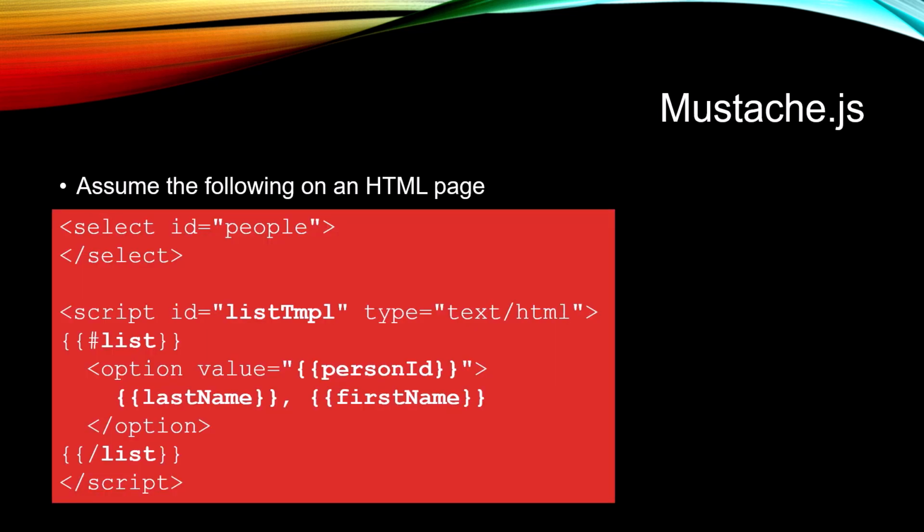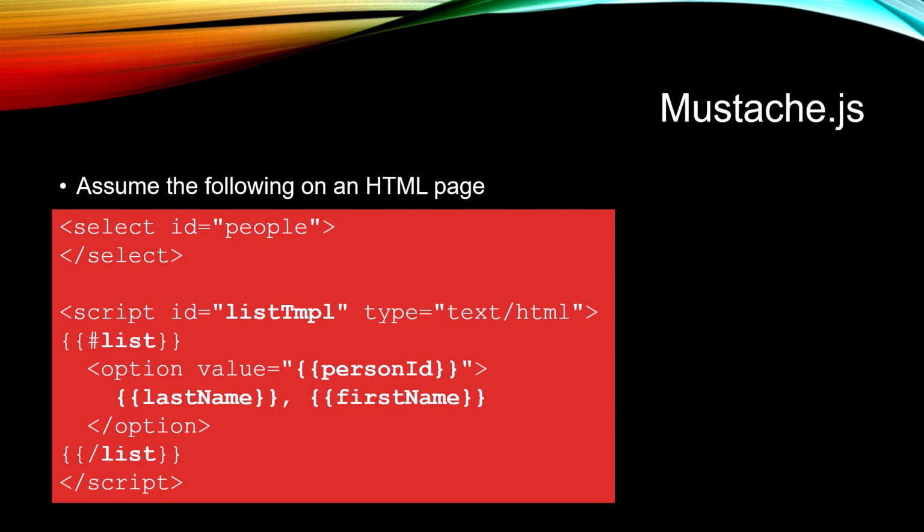As a simple little example, let's take a look here where I've got a select ID equals people. And what we want to do is we want to fill that up with options. So I've got this script tag where I've set the ID equal to list template. The type, though, is text/HTML. It's not text/JavaScript, which you'd normally find on a script tag. You then see the double curly braces and then a pound list, and then you see a slash list at the end. Well, list is the name of the property that holds our array of data.